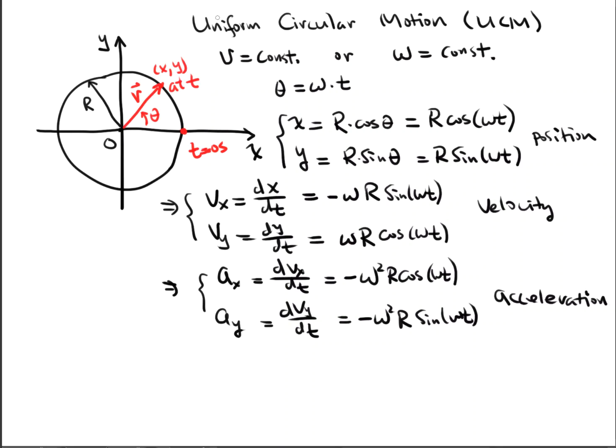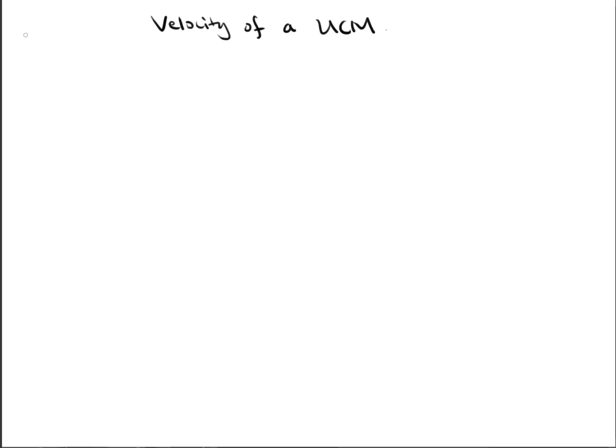Previously, we talked about uniform circular motion. We call it UCM, and we figure out the position, velocity, and acceleration as functions of time t. So now let's think in detail about the velocity of such a uniform circular motion. Let's look at the velocity expression here. Vx equals negative omega r sine omega t, and Vy is omega r cosine omega t.